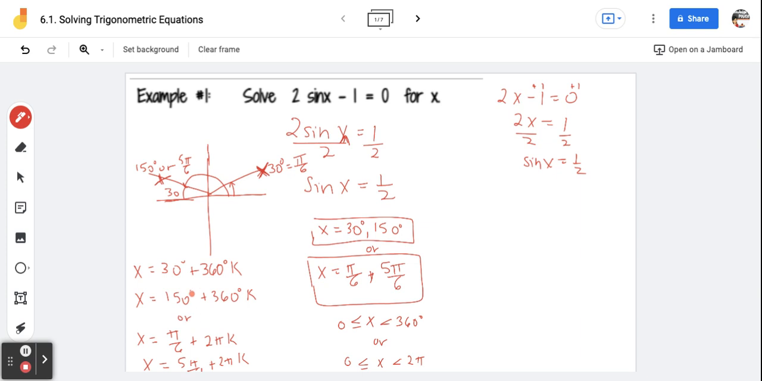All right, and so those are just two different ways. It depends on what they ask for, how they ask for the solution. So this is if they want all solutions. And this is if they just want the solutions between 0 and 360.